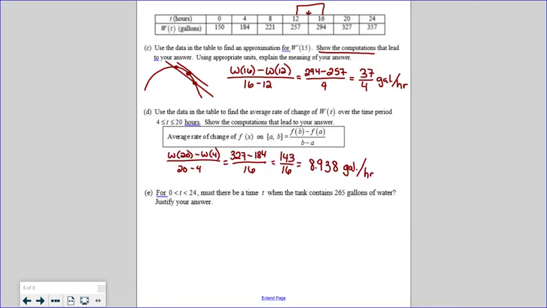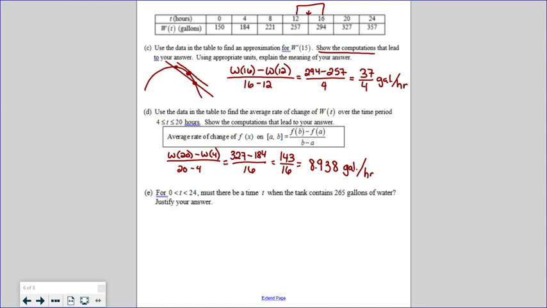Okay, last one. For 0 is less than t is less than 24, must there be a time t when the tank contains 265 gallons of water? And the biggest part on this one is the justify your answer. The yes or no would be at most 1 out of 3 points on this. So the justify your answer is what I want you to focus on as you are jotting down notes for yourself. So part of this is going back to what I highlighted at the beginning.